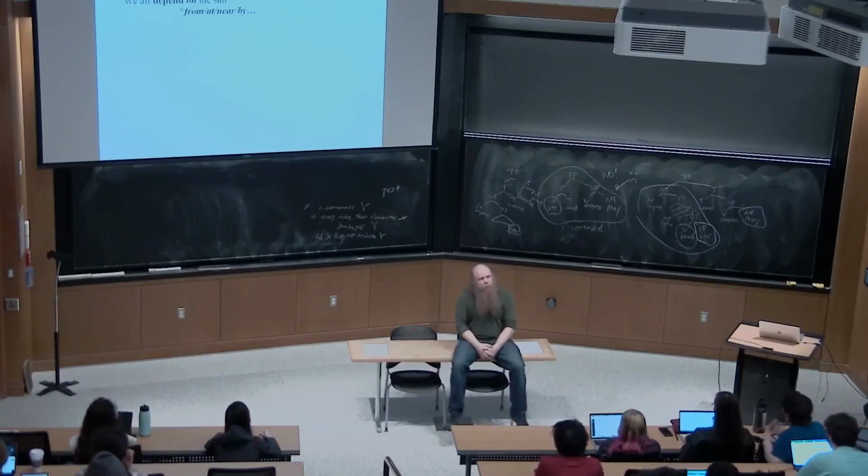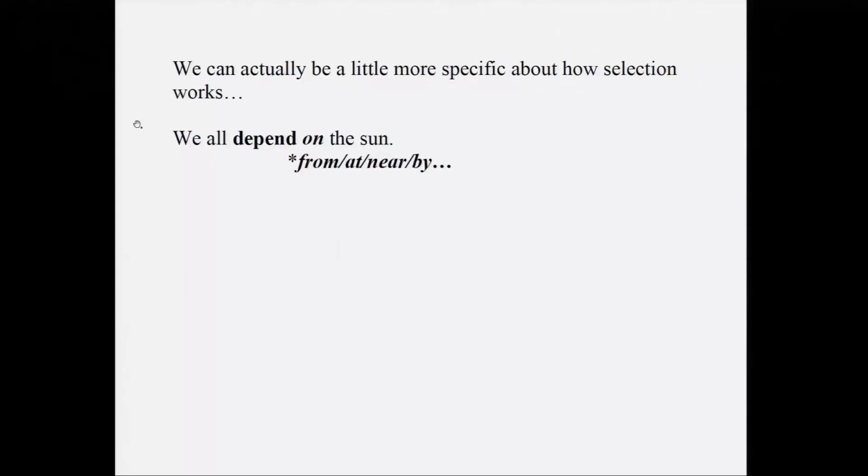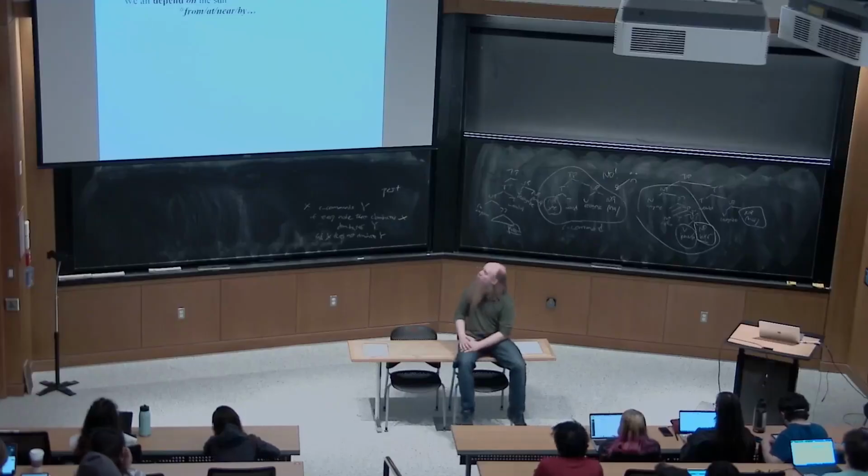But not just any prepositional phrase. It needs to combine with a prepositional phrase in which the preposition is on, right? You can depend on things. You cannot depend from things or at things or near things or by things, right? You can't depend near something. That's not how you use the word depend.